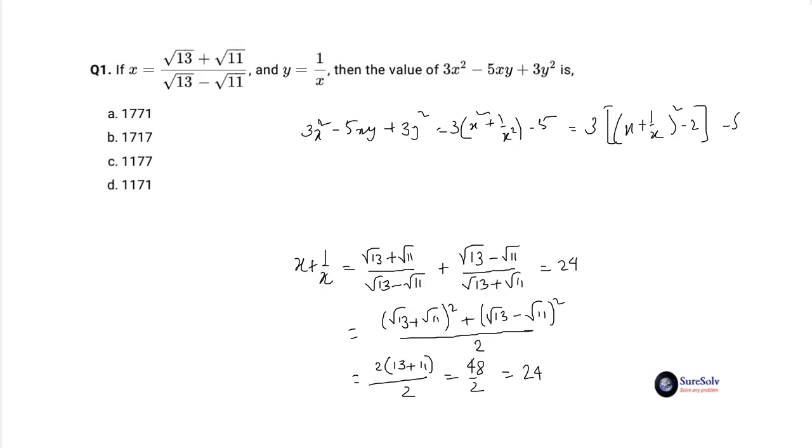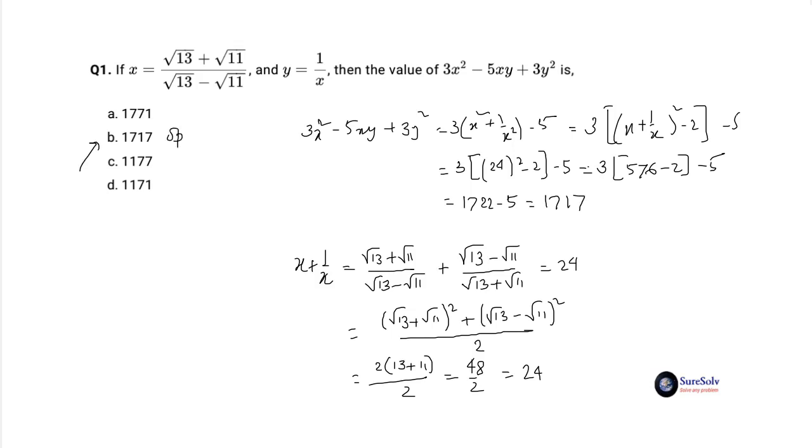Now substitute this value in your earlier changed target expression. 3 times 24 square minus 2 minus 5 equal to 3 times 576 minus 2 minus 5 equal to 1722 minus 5 equal to 1717. Answer is option B, 1717. Solved in minimum number of steps.